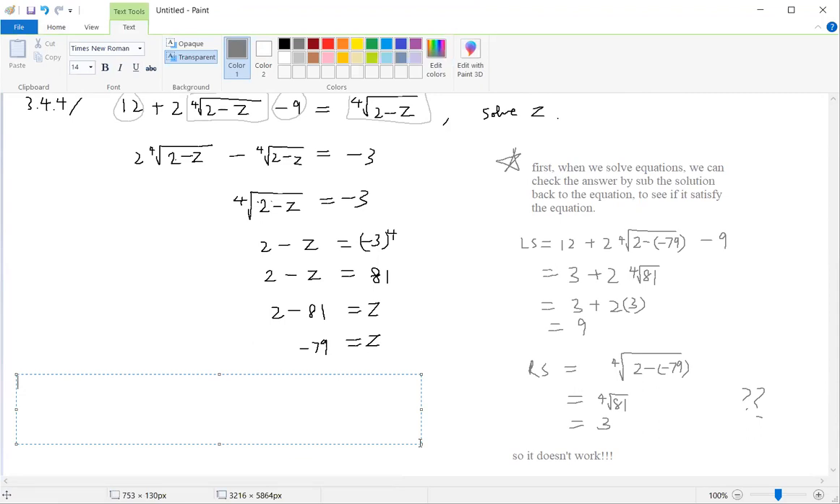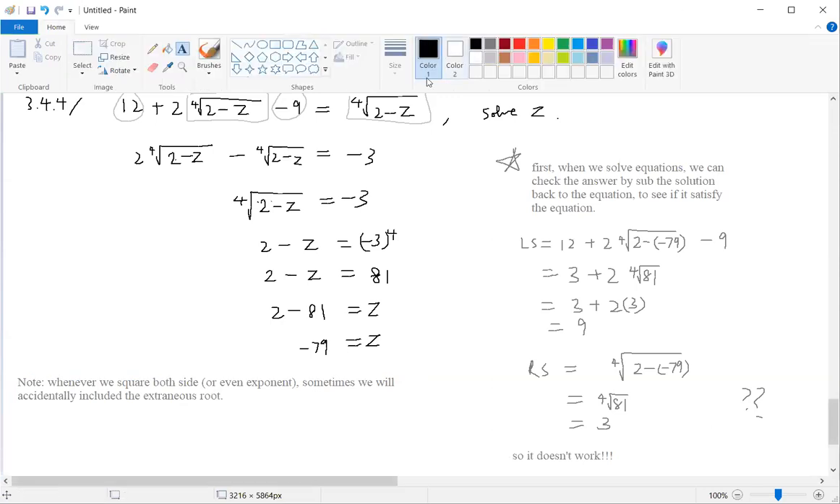So the reasoning here is that whenever we square both sides, or use an even power or even exponent, sometimes we will accidentally include the extraneous root. What does it mean? I will tell you right here.